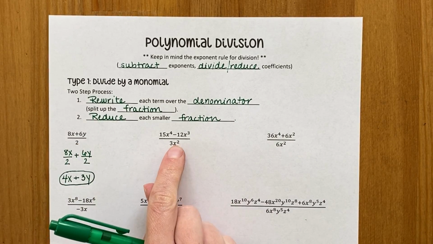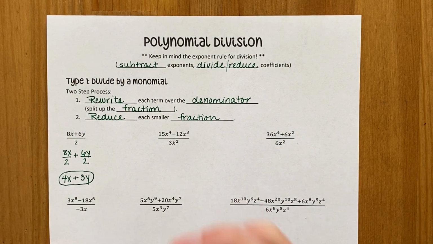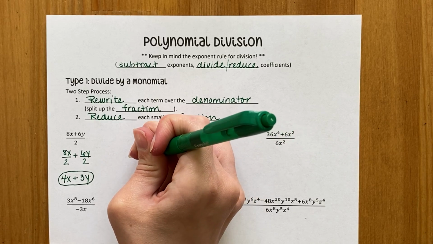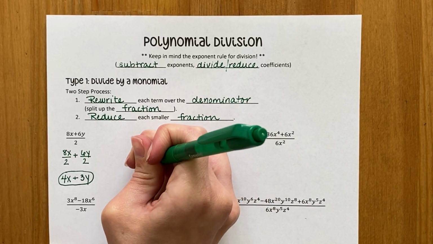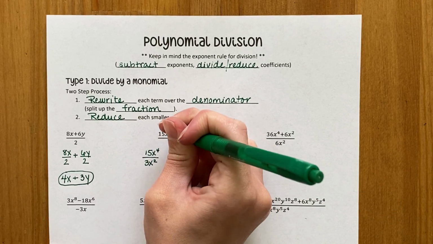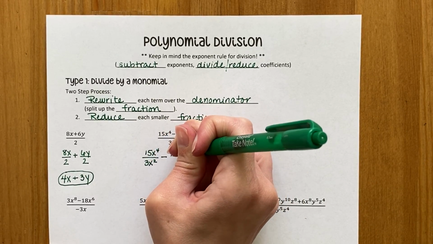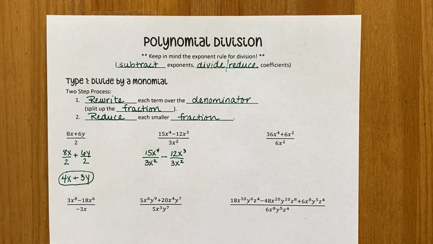Now, when we start throwing variables in the denominator, which is what you're more likely to see, we're going to end up having to use that exponent rule for division. So if I start by rewriting, I'll have 15x to the 4th divided by 3x squared. I'm going to keep that same subtraction sign there in the middle, and then we'll have 12x to the 3rd over 3x squared. So I'm going to reduce each of those fractions.